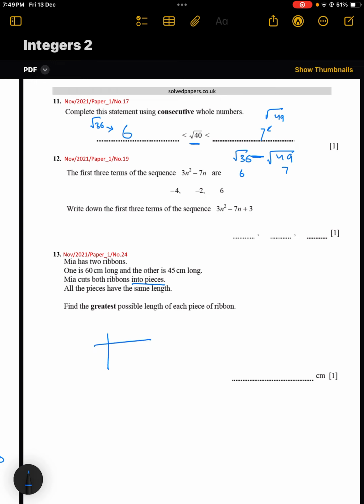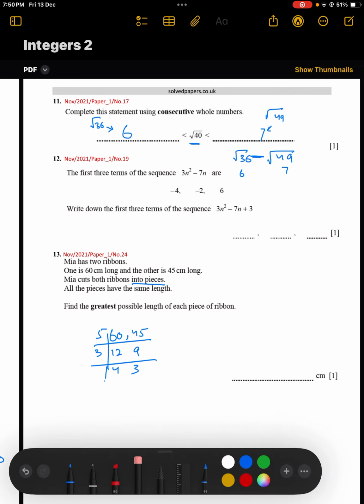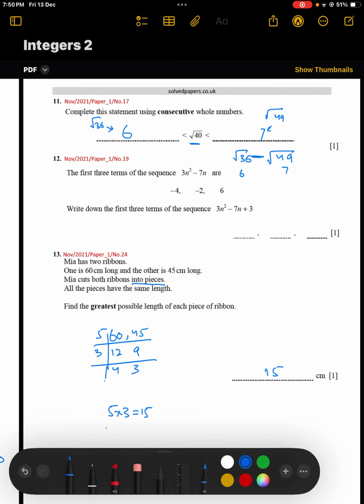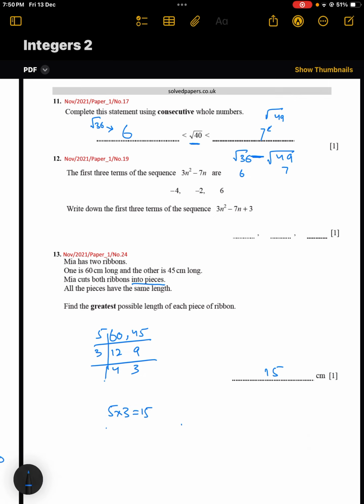So let's find the greatest common factor in them. 60 and 45, these both numbers are divisible by 5. So I'll choose 5. 5 times 12 is 60, 5 times 9 is 45. Now again the table of 3. 3 times 4 is 12 and 3 times 3 is 9. That's it. So I will write that 5 times 3 is 15. So the answer would be 15. 15 is the greatest possible length of each piece of ribbon.